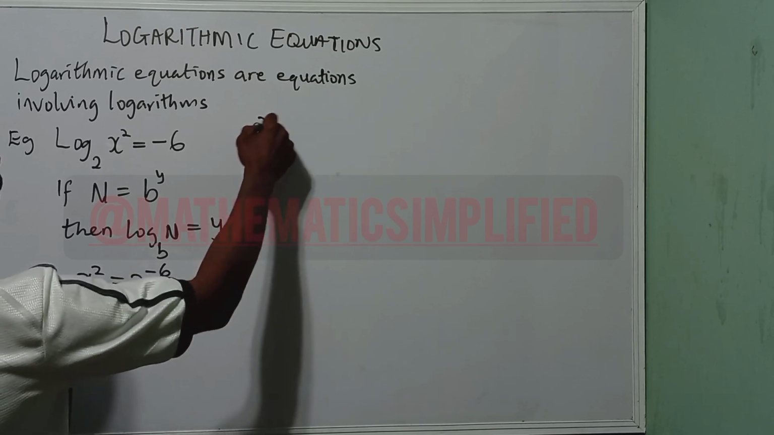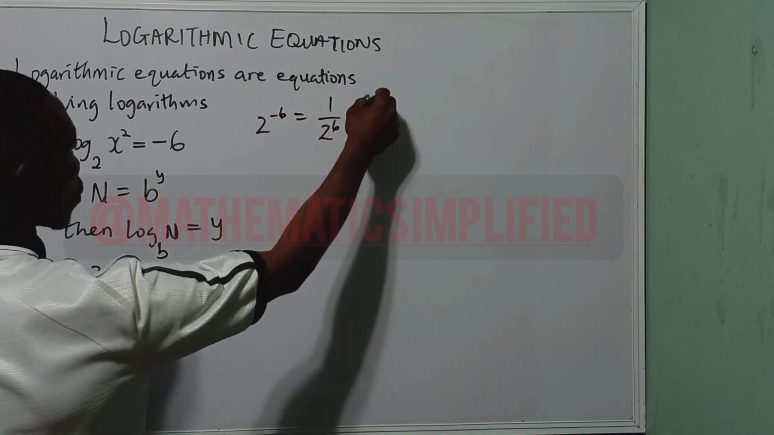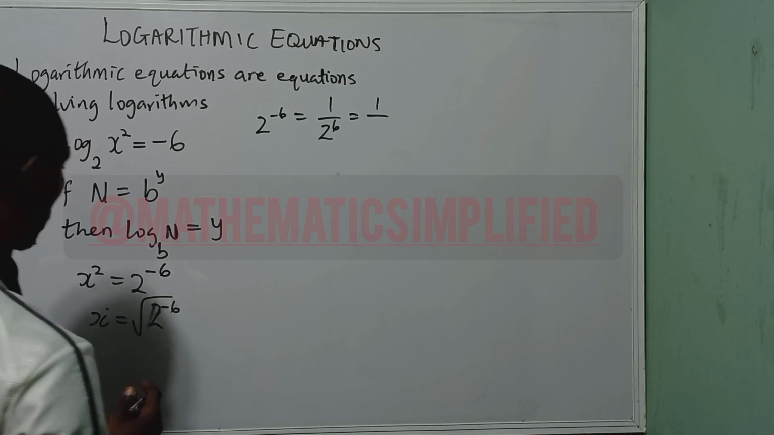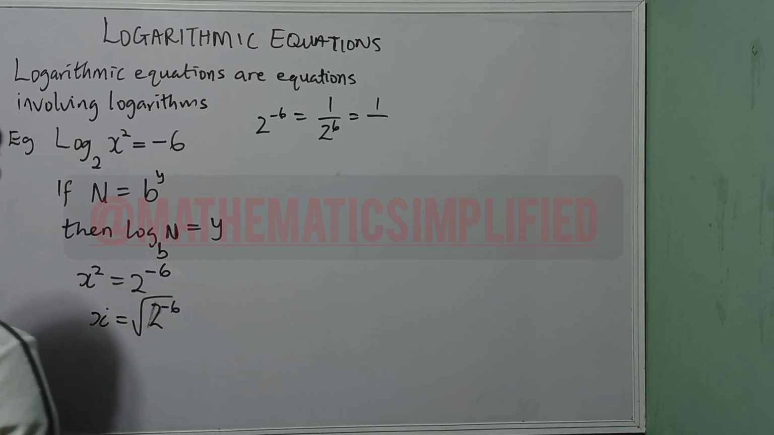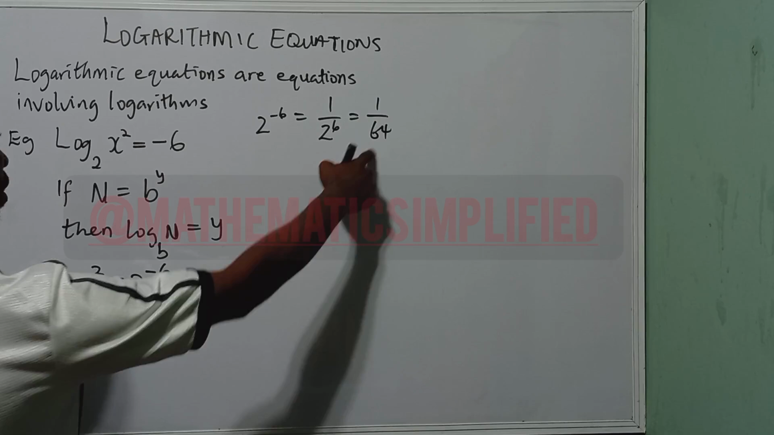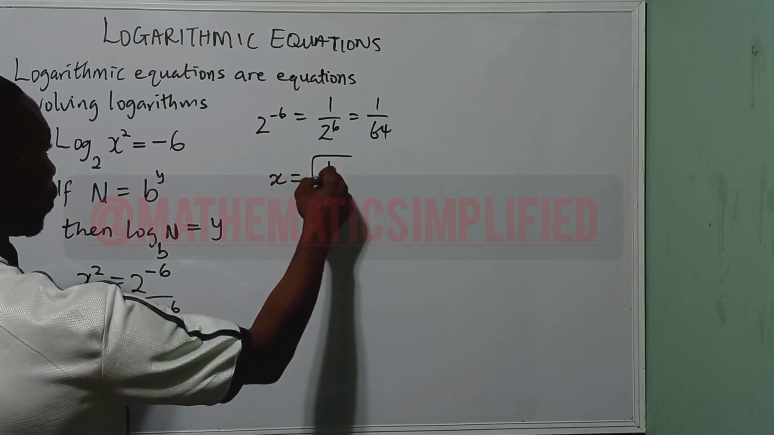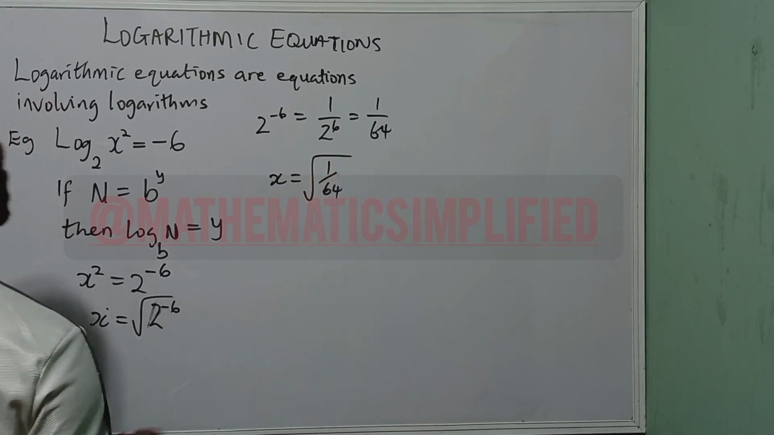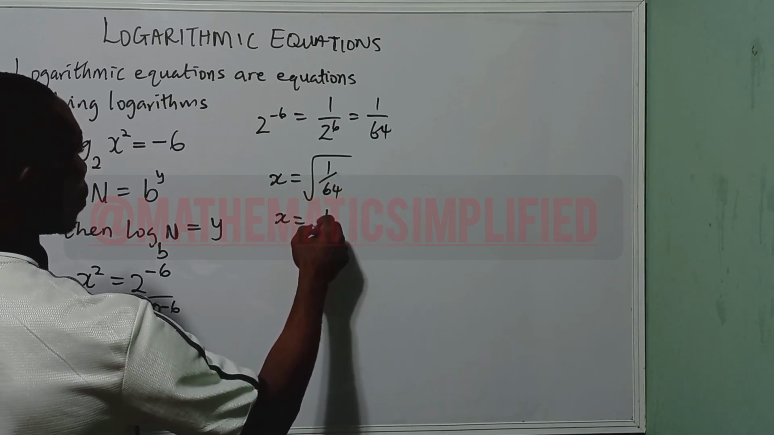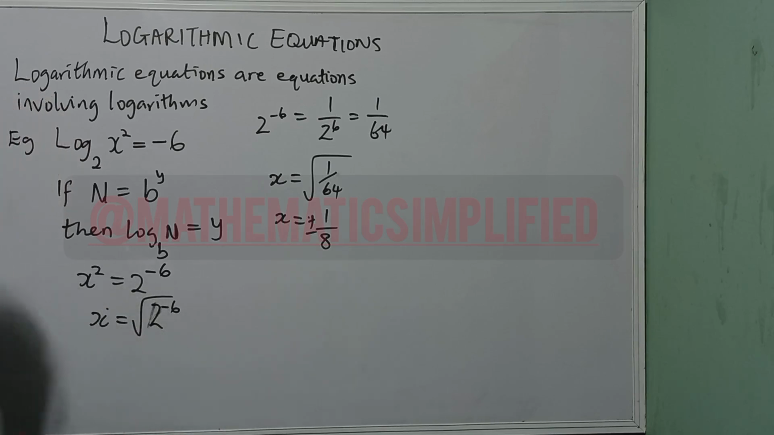But we know that 2 raised to power minus 6 equals 1 over 2 raised to power 6, which will give us 1 over 2 times 2, 4, 4 times 2, 8, 8 times 2, 16, 16 times 2, 32, 32 times 2, 64. So replacing this, we have x equals the square root of 1 over 64. Alright, now the square root of 64 will give us 8, so x equals plus or minus 1 over 8.